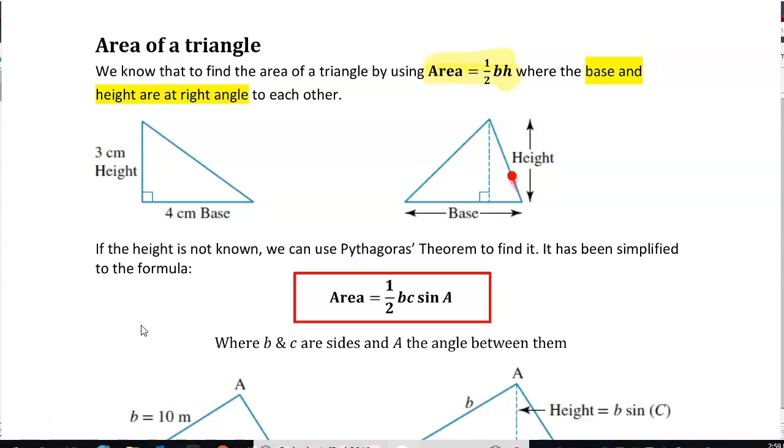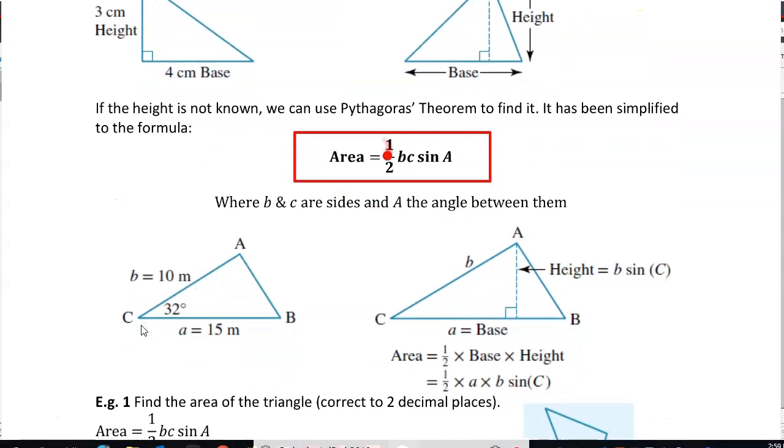Or if you were given a triangle where you had one of the lengths and then the height of the triangle at right angles to each other. So you can only use this formula when you have the two measurements that are at right angles to each other. Now, if we don't know that, we can use Pythagoras' Theorem, or other people have, to find this formula.